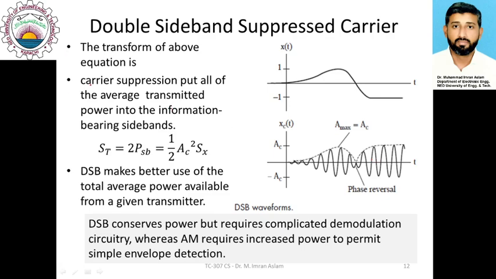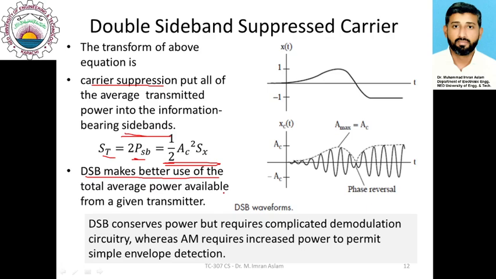The good thing is that the entire carrier is suppressed, and we do not invest any power in the carrier. So all the power present in the signal is focused on the side bands. Each side band contains half of the power, which is given by this expression, half A_c squared S_x. So in other words, DSB makes better use of the total average power available from a given transmitter.